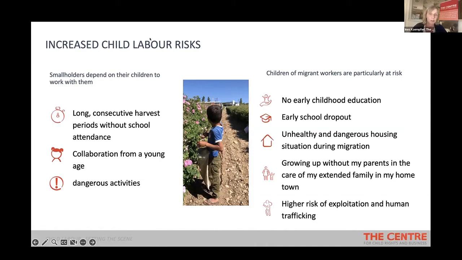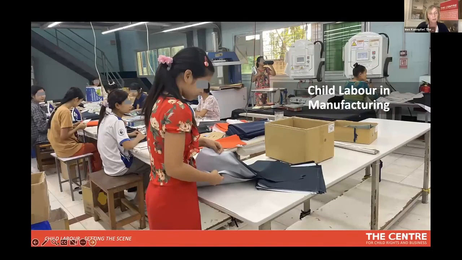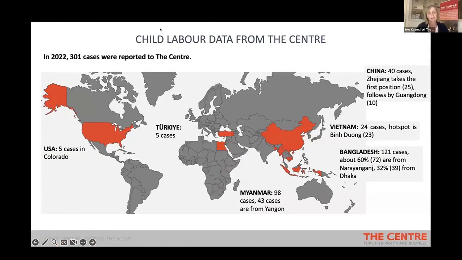They don't only work in very dangerous or hazardous conditions, they also often live in very bad conditions, have insufficient access to schooling, and definitely no early childhood education. And we also sometimes see children who are being left behind by their parents exposed to greater risks of trafficking or exploitation.